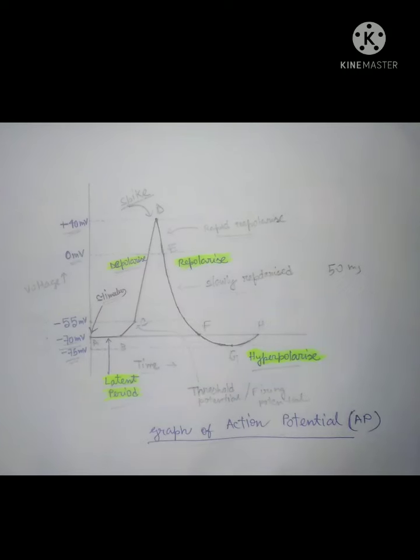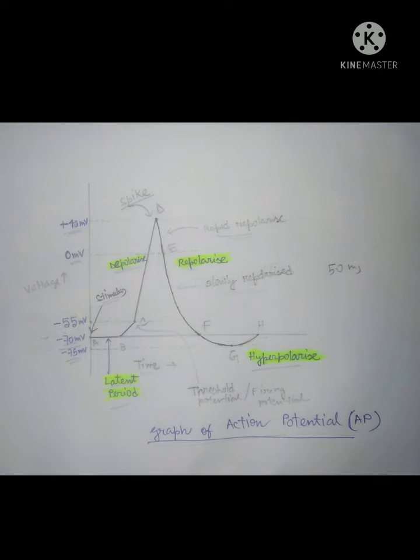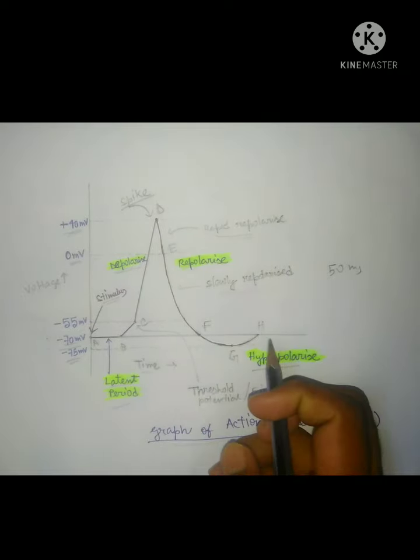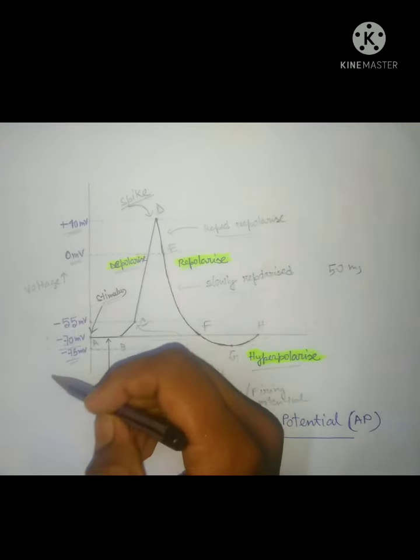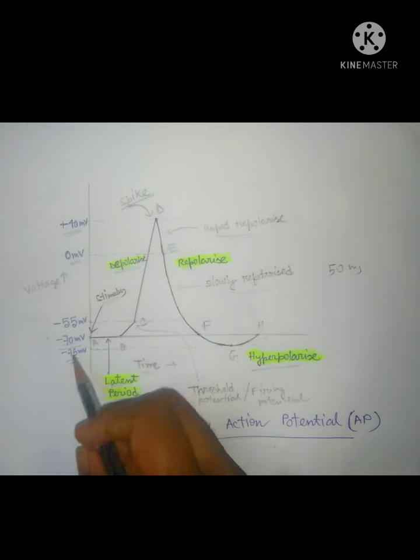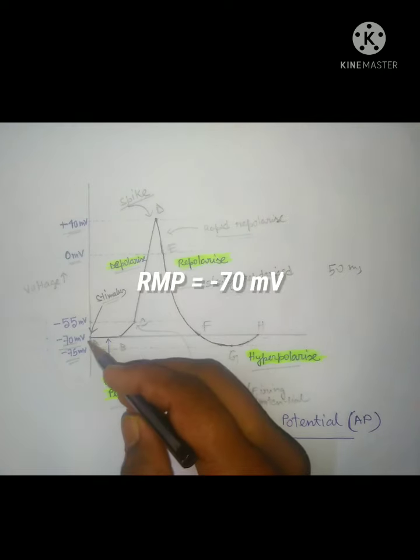Generally, we use CRO, cathode ray oscilloscopy, to measure the action potential. So with the help of CRO, we will measure the action potential and understand the graph. In the graph of the action potential, time is taken as the x-axis and the y-axis refers to the membrane potential of the cell. At rest, the membrane potential is generally minus 70 millivolts, which is called the resting membrane potential. We all know that.